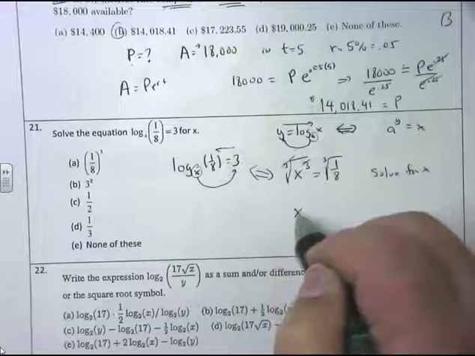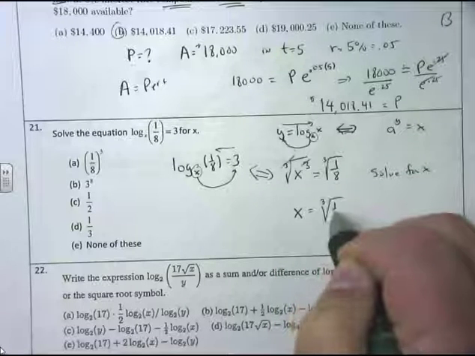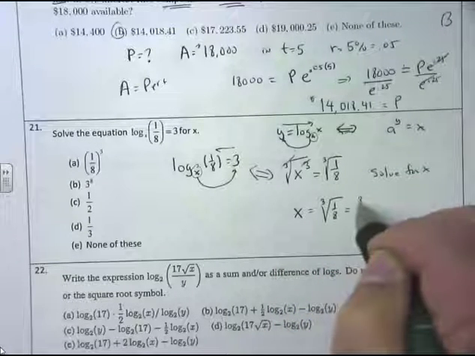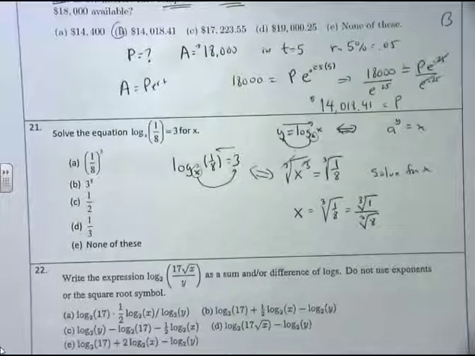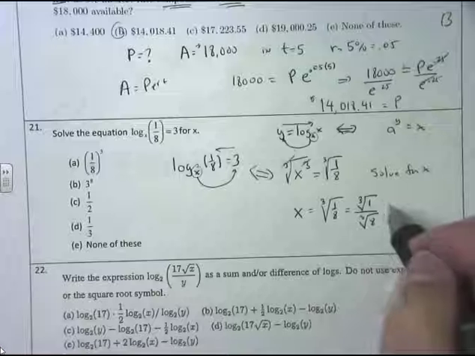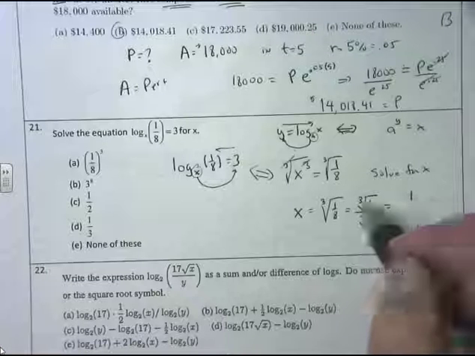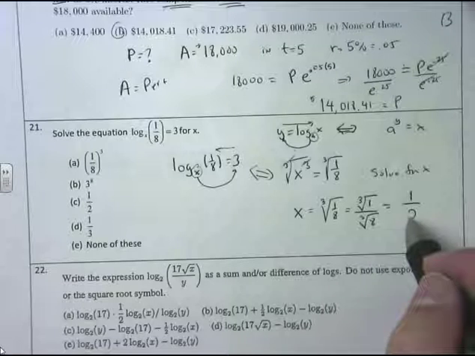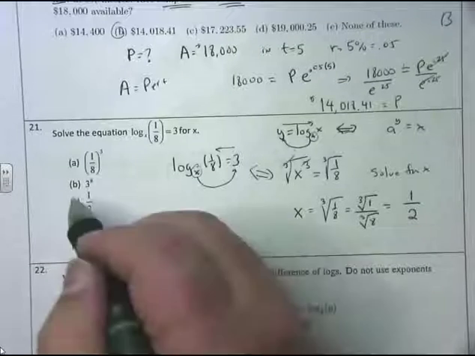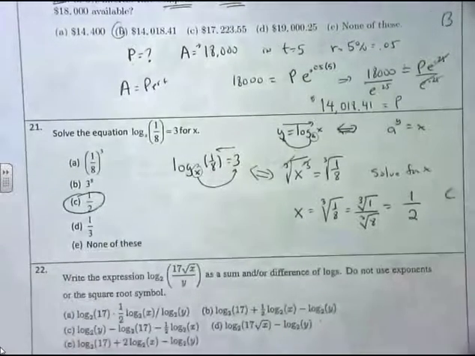This cancels, so x is equal to the cube root of 1/8, which is the same thing as the cube root of 1 divided by the cube root of 8, using my radical properties. And the cube root of 1 is 1, because 1 times 1 times 1 is 1. The cube root of 8, what times what times what is 8? It's 2. So x has got to be 1/2.